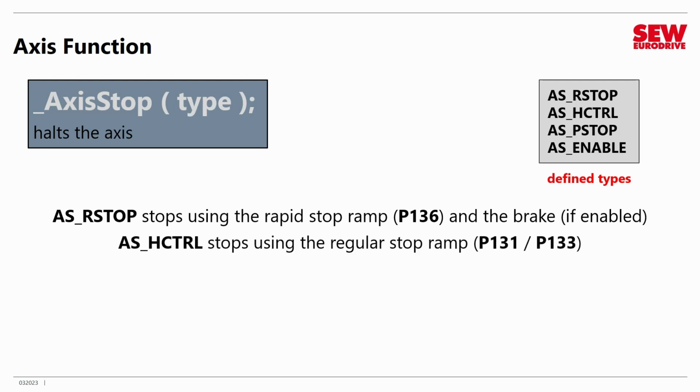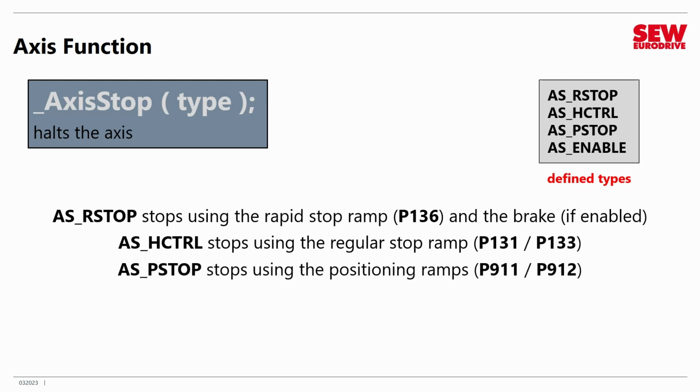H control stops using the regular stop ramp. There are two of these in 131 and 133. Again, how fast it stops depends what value you put in there, but this is just what you might call a normal stop, not a quick one. Probably do this in just ordinary operations, whereas rapid stop might be more for an emergency or something where you want to stop really quickly.